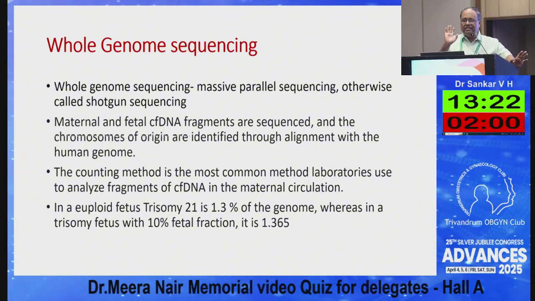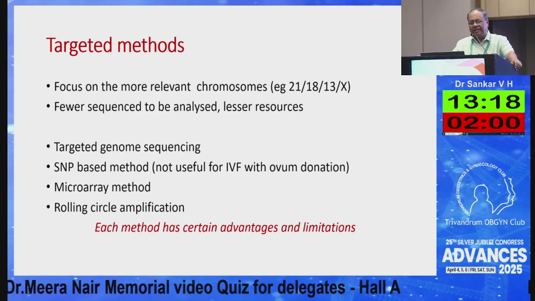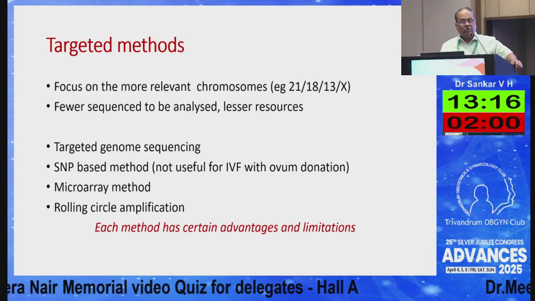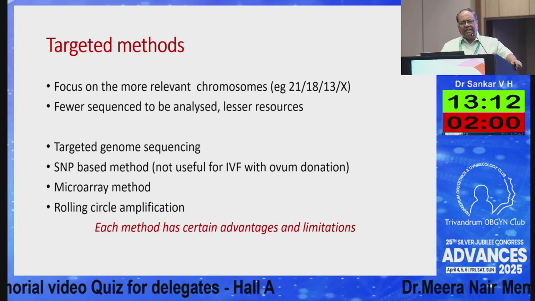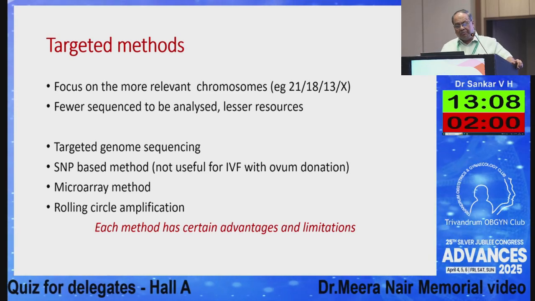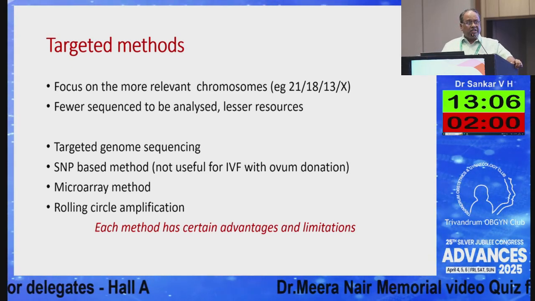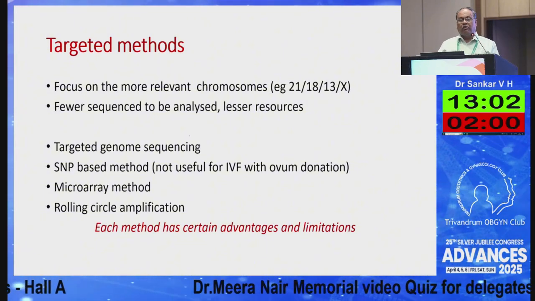Understood? So this is whole genome sequencing they are detecting. Whereas other targeted methods focus on the more relevant chromosomes like 21, 18, 13, and only those can be tested. This can be done by targeted genome sequencing or the other method, the SNP based method. But the SNP based method has some limitations, for example, it is not useful for IVF with ovum donation.